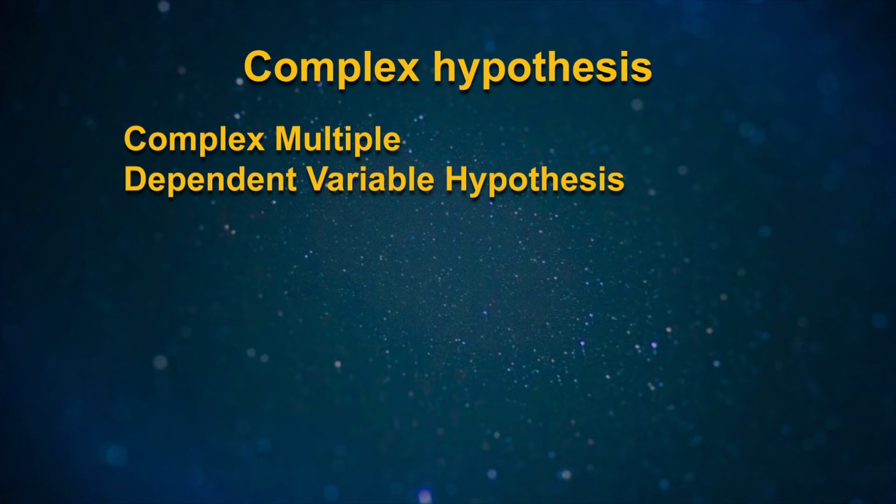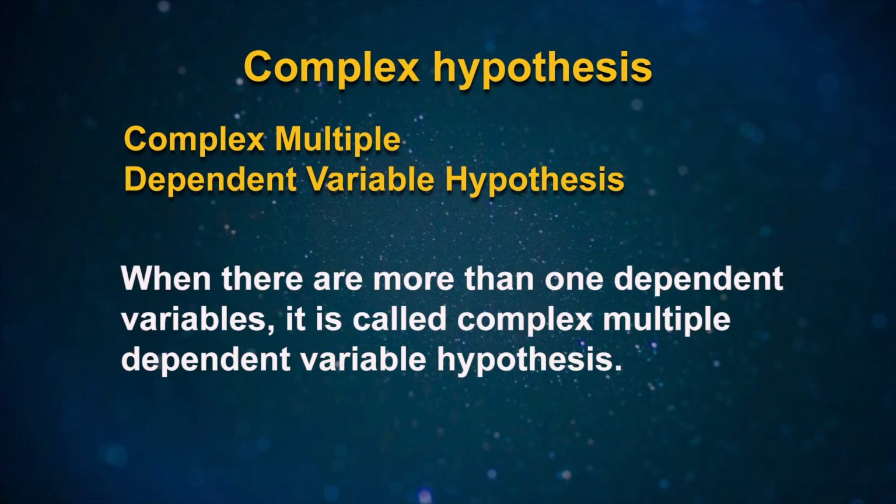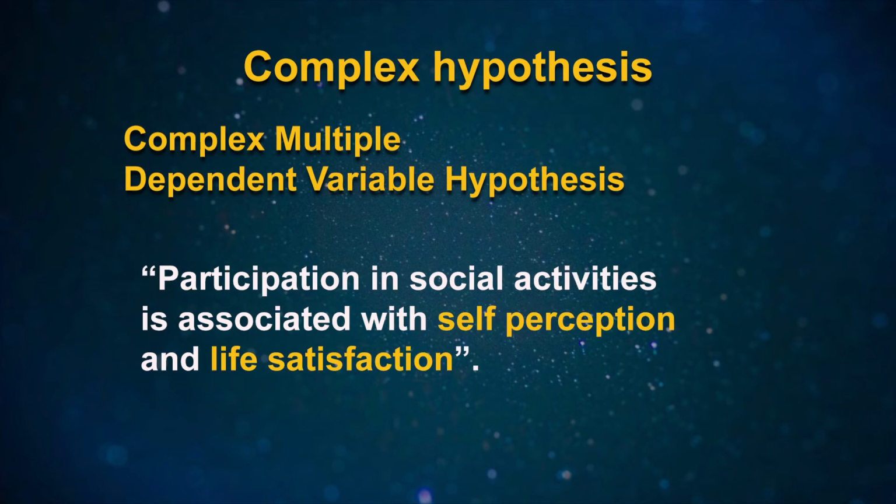On the other hand, when there are more than one dependent variables, it is called complex multiple dependent variable hypothesis. Example is participation in social activities is associated with self-perception and life satisfaction. In this case, there are two dependent variables, namely self-perception and life satisfaction. This hypothesis is known as complex multiple dependent variable hypothesis.